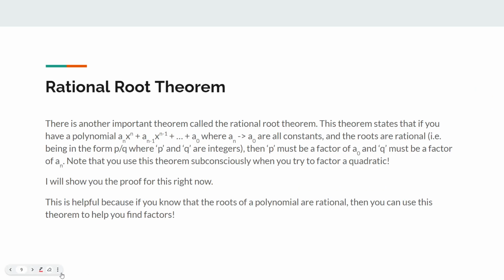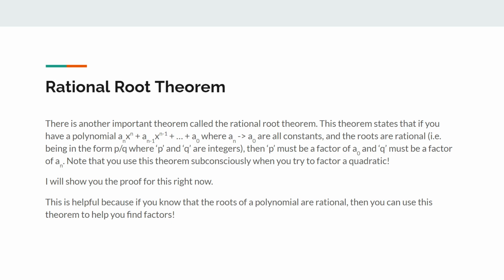Alright. This is the rational root theorem. This theorem states that if you have a polynomial, this is just a general way of writing a polynomial, written this way so it's broad enough, and you have roots that are rational, where p and q are integers, it's in the form p over q.